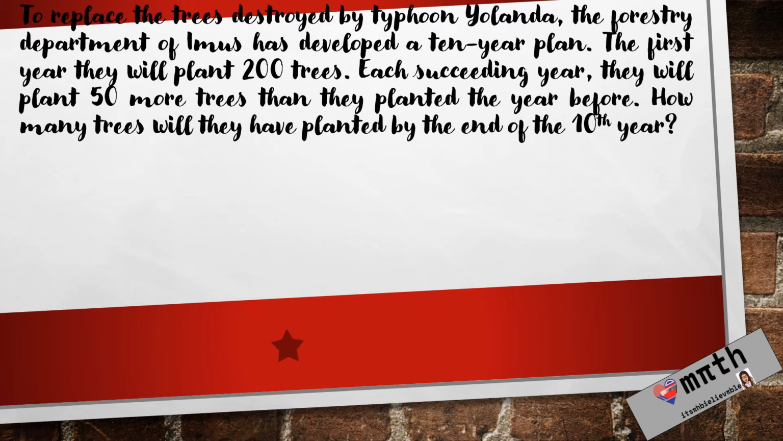For example number 1, to replace the trees destroyed by Typhoon Yolanda, the Forestry Department of Imus has developed a 10-year plan. The first year, they will plant 200 trees. Each succeeding year, they will plant 50 more trees than they planted the year before. How many trees will they have planted by the end of the 10th year?